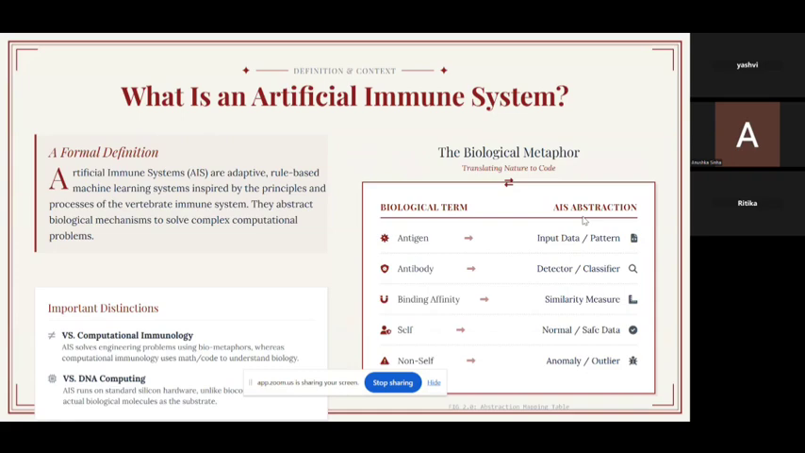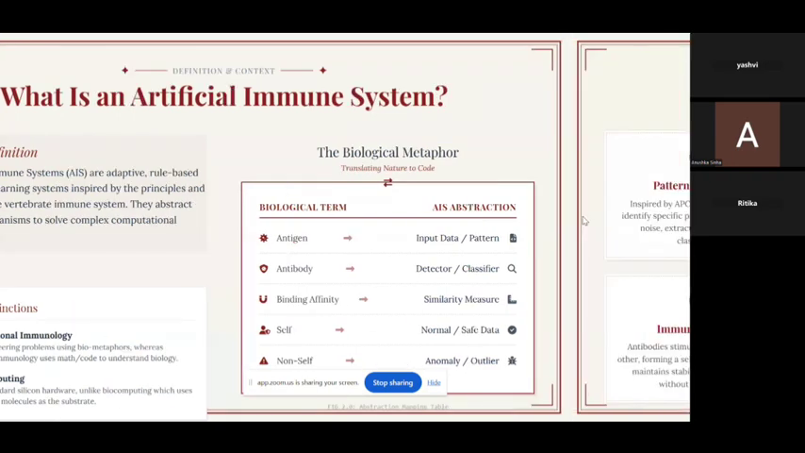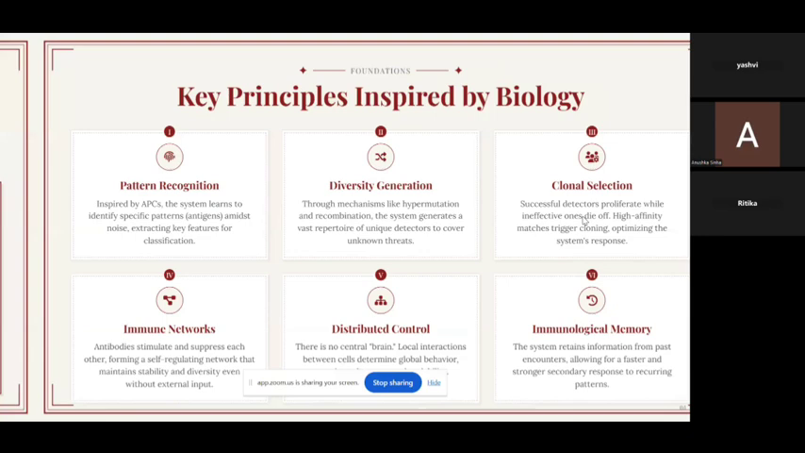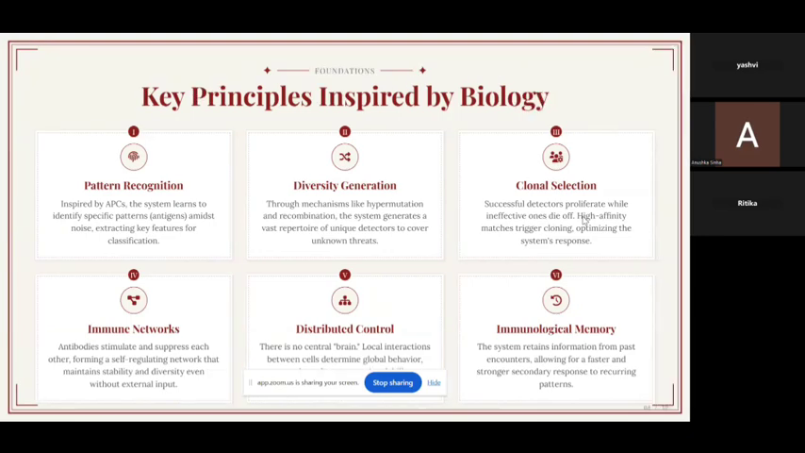Moving on to the third slide, it's the key principles inspired by biology. So this slide is the how-to guide for AIS. We copy six key immune behaviors. First, we use pattern recognition to pick out the important details to make sure we are ready for anything. We encourage diversity in our detectors. Then we use clonal selection. We only keep and multiply the detectors that are successful, making the system better and faster over time.